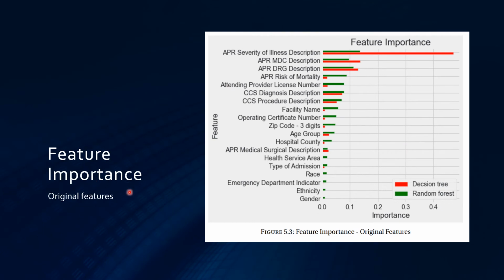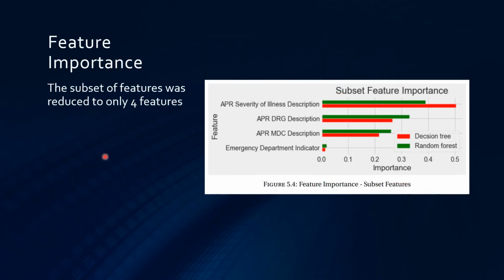The feature importance for the original features are ranked in this graph for decision tree in red and the random forest in green. We can see clearly that APR severity of illness is ranked as the highest feature, especially by the decision tree, and then APR MDC description and so on. And then below we can see gender, ethnicity, and other features were not ranked too highly as important by these algorithms.